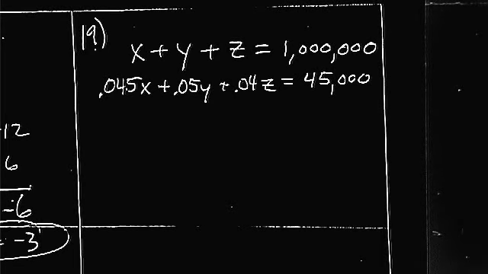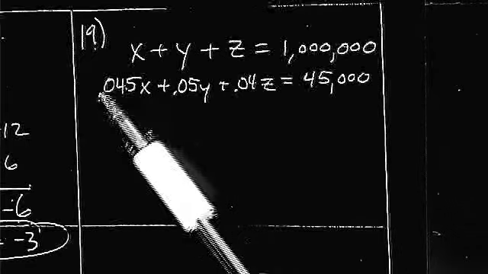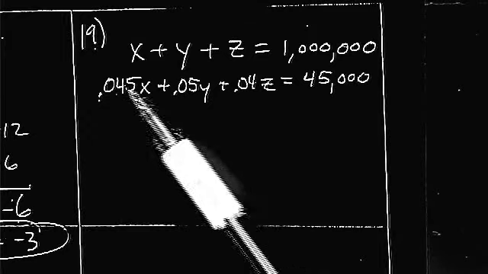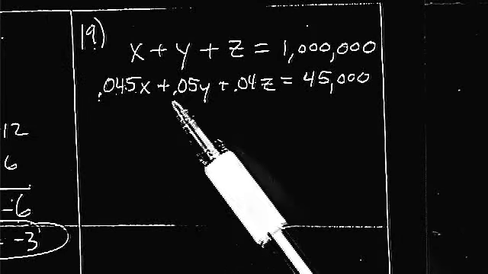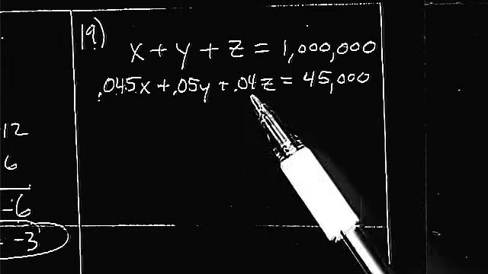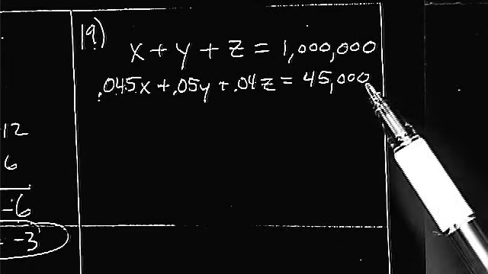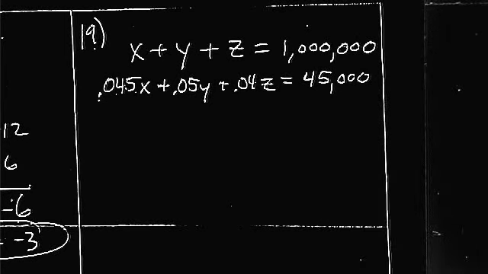Now, if I were solving this problem, one thing I would do is multiply everything by 1,000. Why would I multiply this equation by 1,000? Because I want to move the decimal over 3 places. So I have 45x, that would make 50y, that would be 40z. And then, of course, if you add 3 zeros, that would be 45 million. So that would help you to deal with nice numbers.